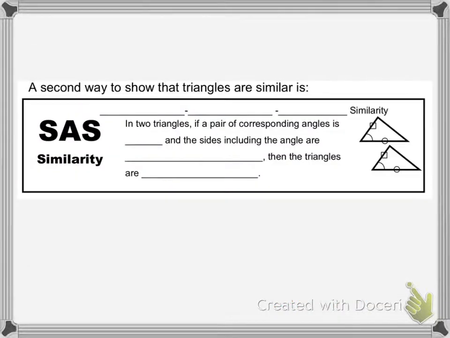So the second way that we can show that triangles are similar using a shortcut is SAS similarity. And I'm sure you can imagine that the S's stand for sides and the A stands for angle. So this is side angle side similarity. Now just like with the congruent triangle theorems, because the angle is between the two sides, it also needs to be between the two sides on the triangle.